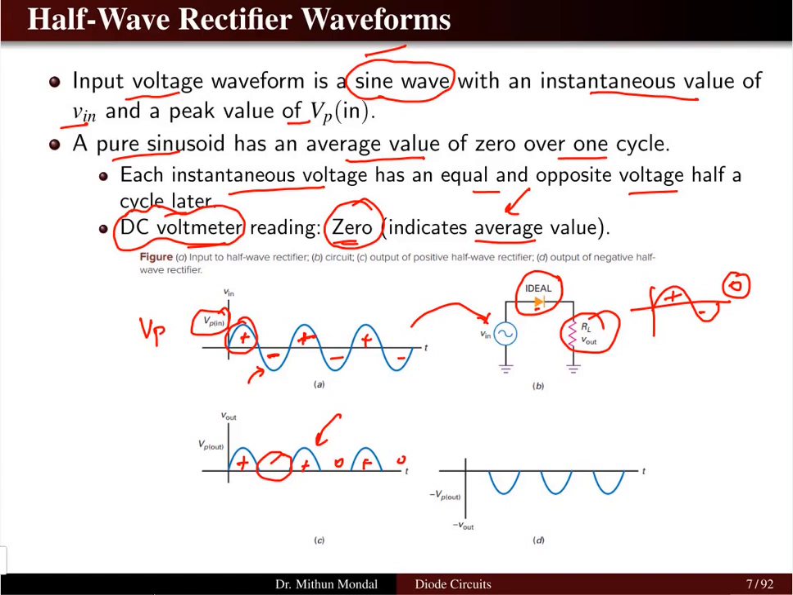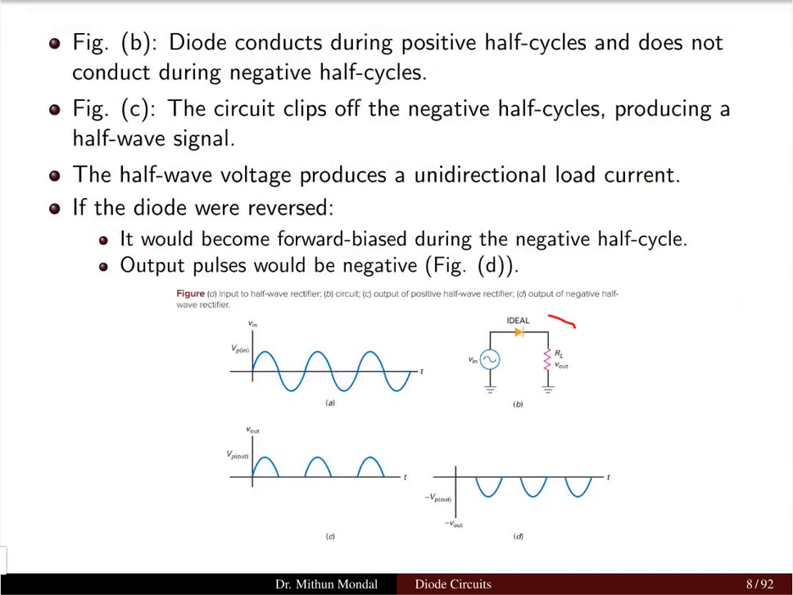The maximum reverse voltage that the diode will withstand is again the negative of V maximum, that is Vp. So this is the maximum reverse voltage that the diode will have to withstand when it is reverse biased. In this case, figure V indicates the diode conducting during the positive half cycle and not conducting during the negative half cycle.